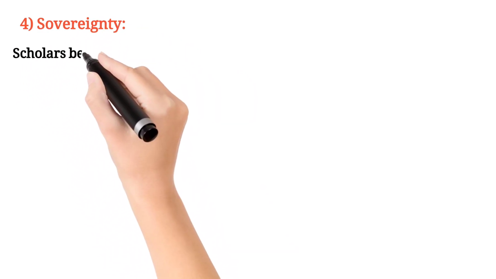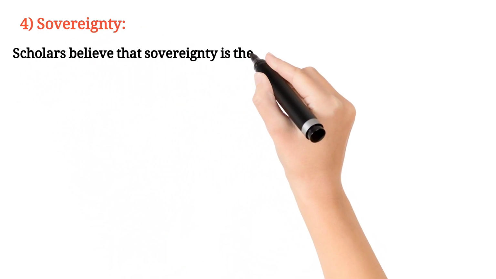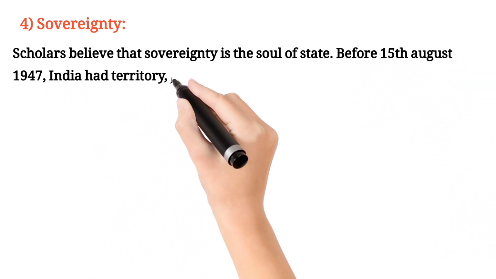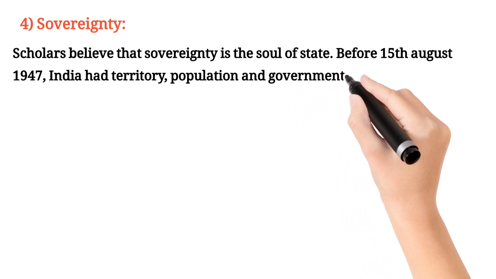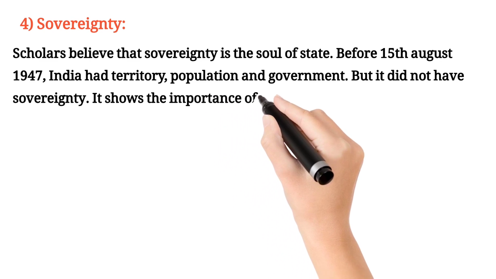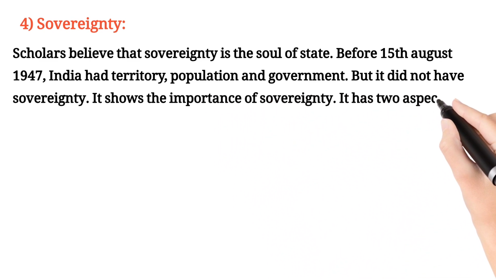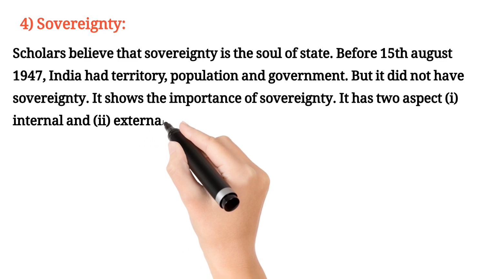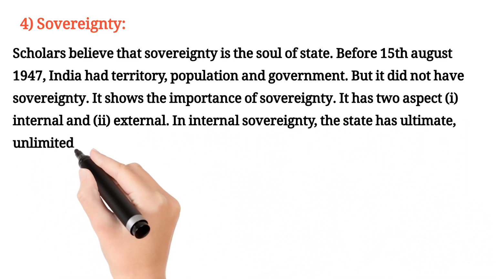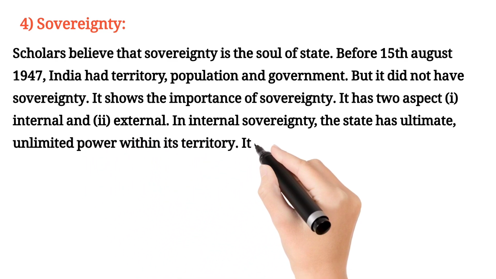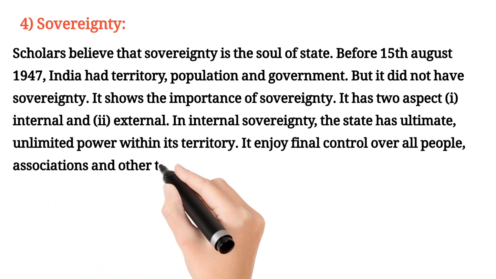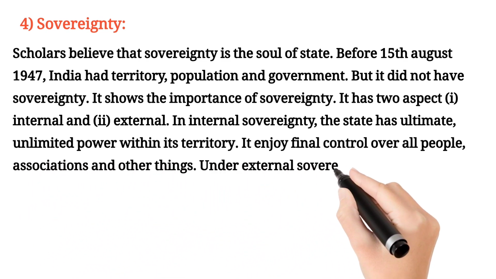4. Sovereignty. Scholars believe that sovereignty is the soul of state. Before the 15th of August 1947, India had territory, population, and government. But it did not have sovereignty. It shows the importance of sovereignty. It has two aspects: 1. internal, and 2. external. In internal sovereignty, the state has ultimate, unlimited power within its territory. It enjoys final control over all people, associations, and other things.